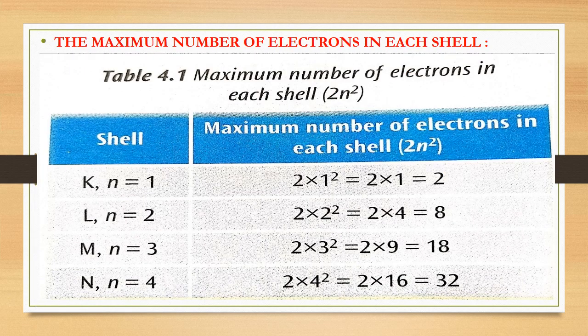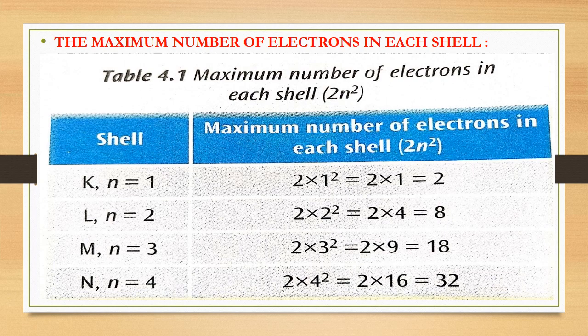Alright. Okay, so this slide gives you an idea about the maximum number of electrons which each cell can hold. So which formula are we using? 2n square. On the left hand side, you can see that there are cells, that is K, L, M and N. And what is the value of n for K? 1. What is the value of n for L cell? It is 2. Likewise for M it is 3, and for N it is 4. Apply this formula for all these cells. Then you will get the maximum number of electrons which each cell can hold.